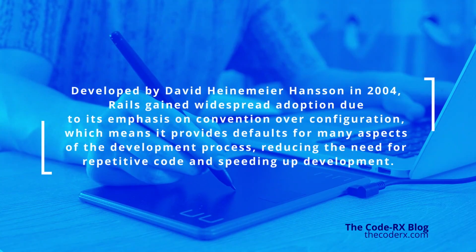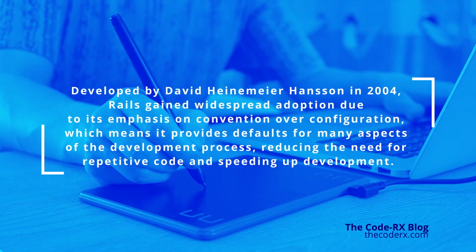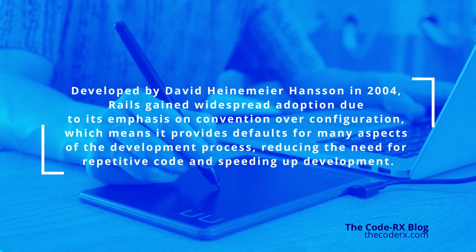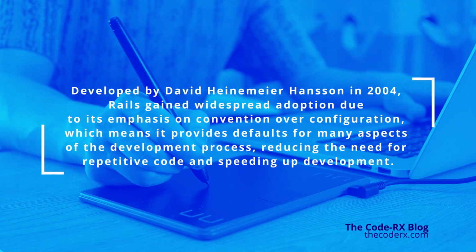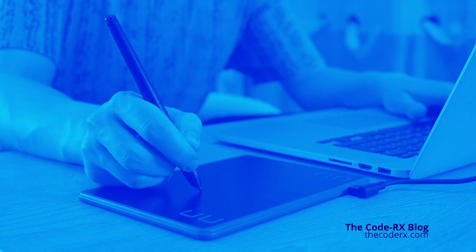Now, Rails was developed in 2004 by David Heinemeier Hansson, and it gained widespread adoption due to its emphasis on convention over configuration, which means it provides defaults for many aspects of the development process, reducing the need for repetitive code and speeding up the development process.